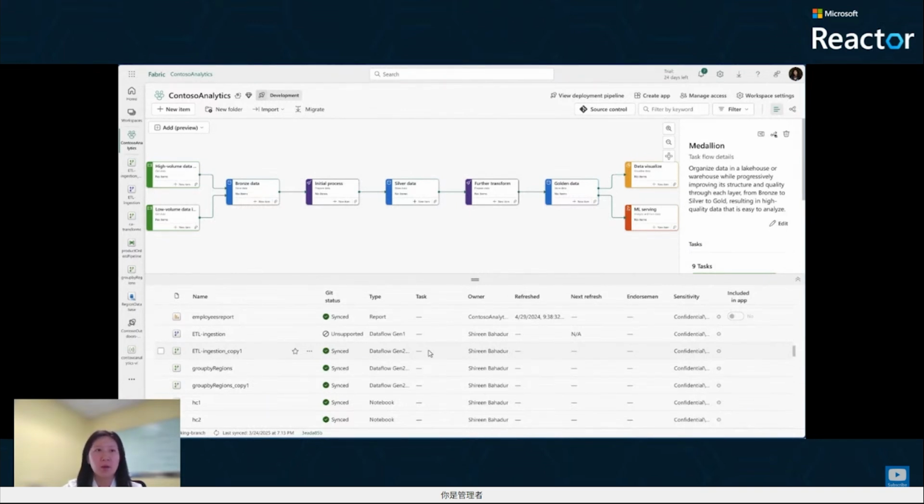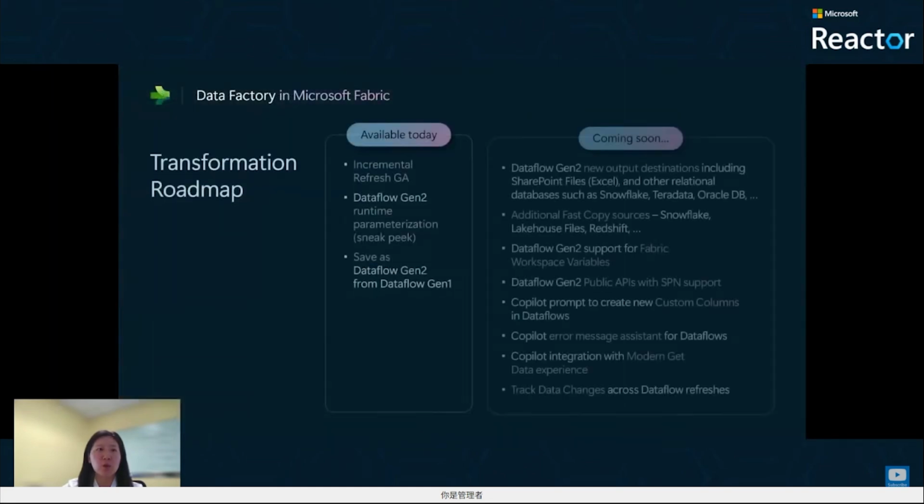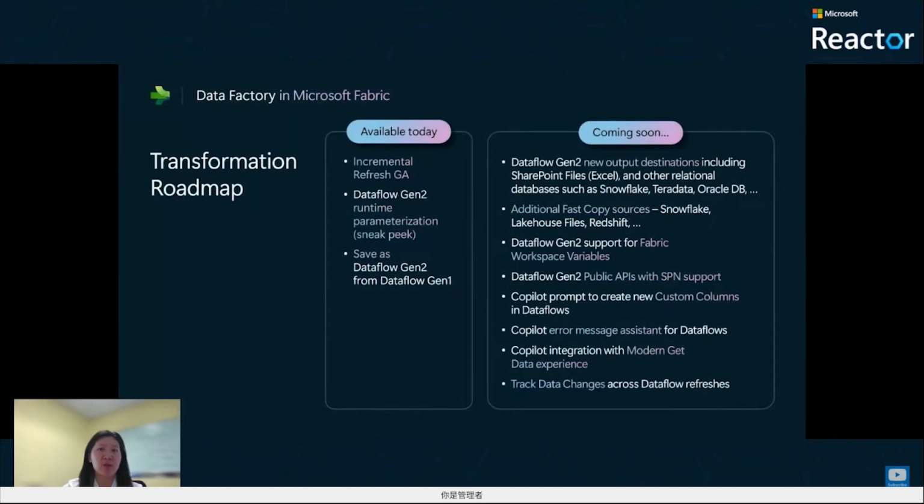Okay, that's the demo. Next, we are going to share with you the transformation roadmap. It is an incredible set of innovations happening in Dataflow Gen2, as we bring incremental refresh to GA, add support for parameters in Dataflow Gen2, and enable you to save your Gen1 data flows as Gen2 data flows. We continue to work on many other improvements on Dataflow Gen2 in the next few months.